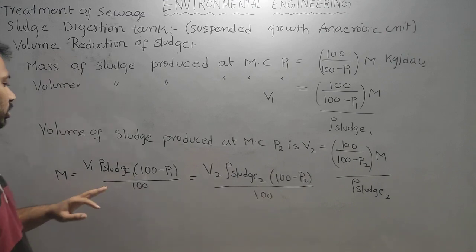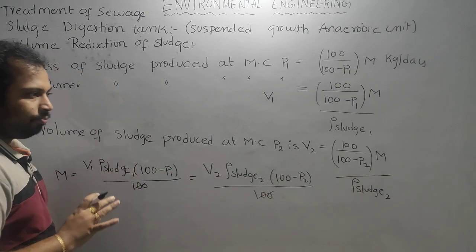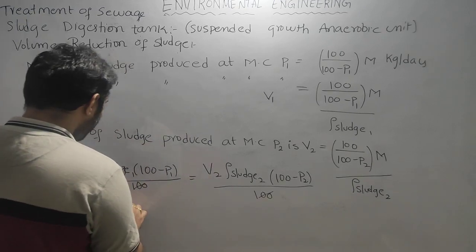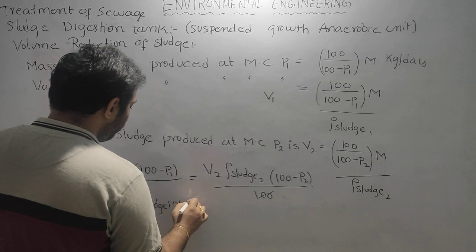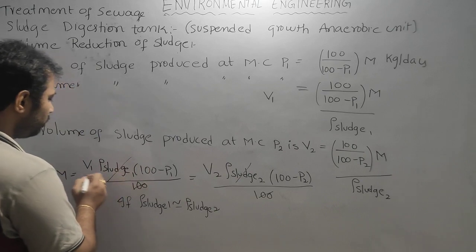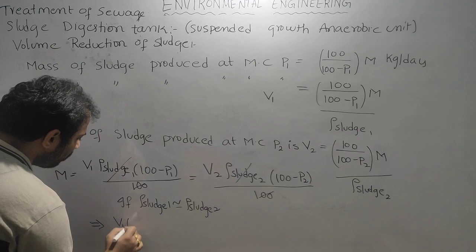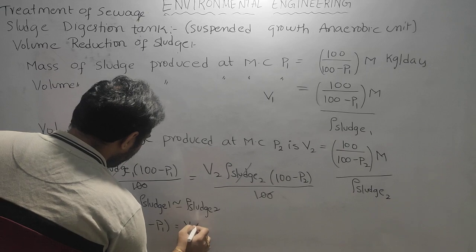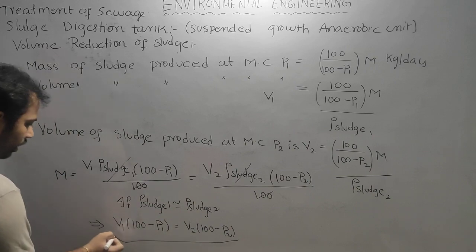Now here the 100 we can cancel. If we assume that rho of sludge 1 is nearly equal to rho of sludge 2, then we can cancel them also. So we will get a relationship: V1 into 100 minus P1 is equal to V2 into 100 minus P2. This relationship is very, very important in sludge digestion.